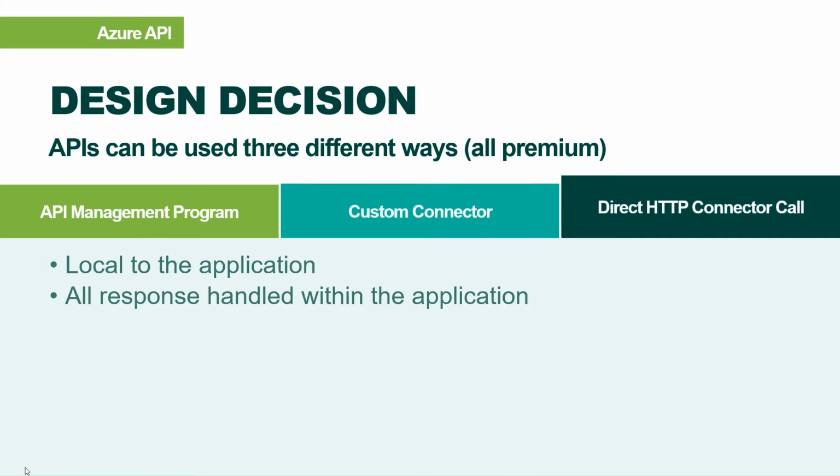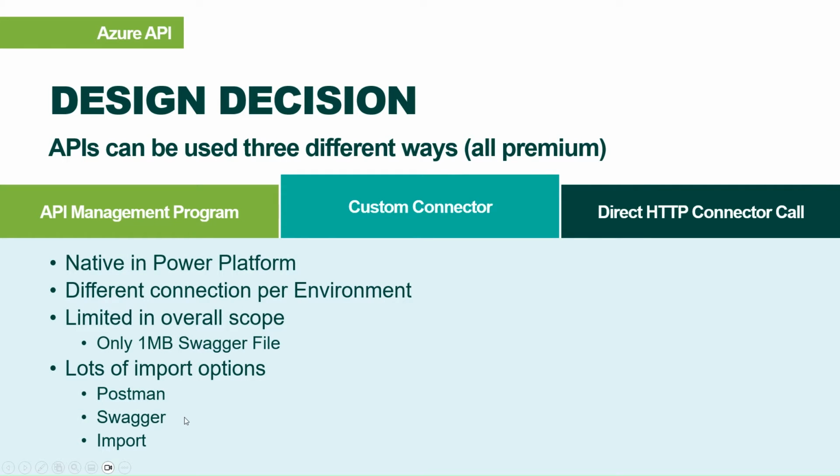And then, of course, there is the direct HTTP connector call. This is local to your application, and you have to handle all the requests and responses within that application. So you do need to know how to deal with some JSON. All right. So we are going to use the custom connector. The first thing we need to do is get into Azure AD and create the service principal. So let's get on that.